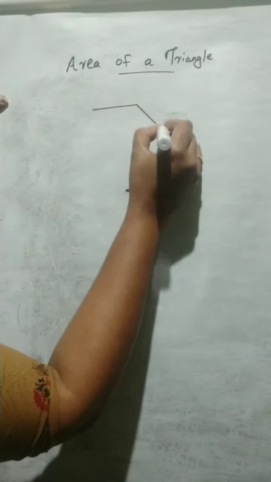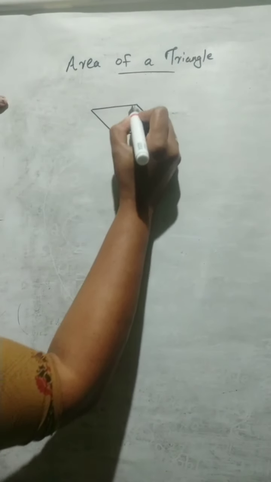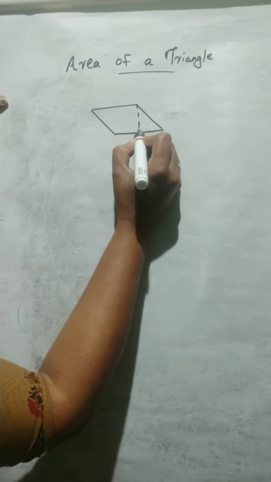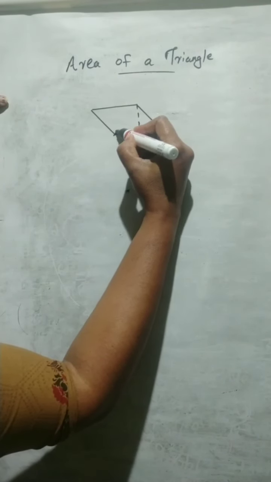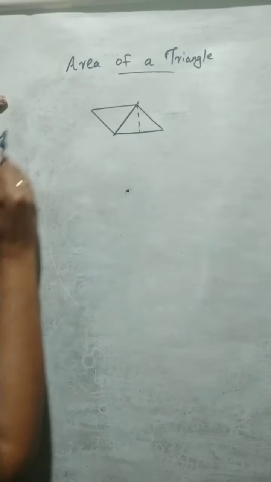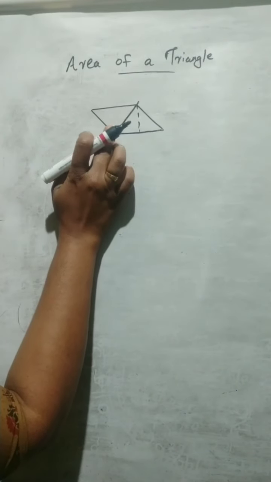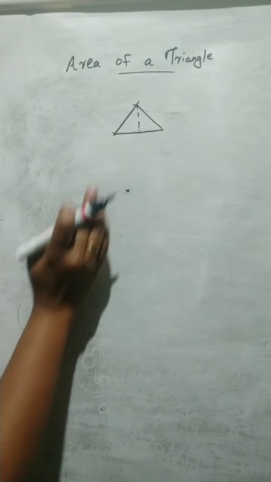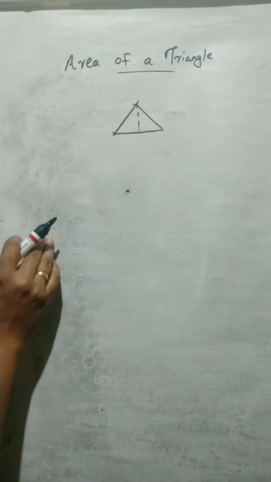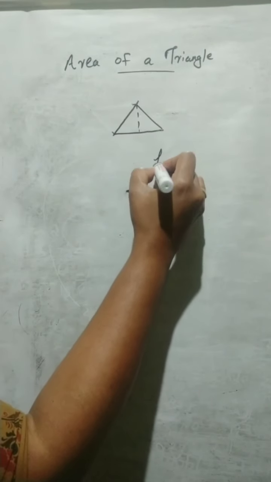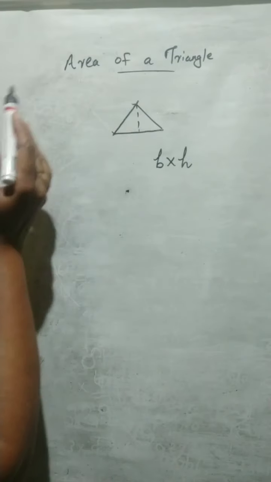Listen, it's a parallelogram, and this is the height of this parallelogram. Then, if we draw a diagonal, or if we cut this parallelogram, we will get a triangle. Now it looks like a triangle, half of this parallelogram. So here we can think: area of a parallelogram is equal to base times height. Now this is half of that.